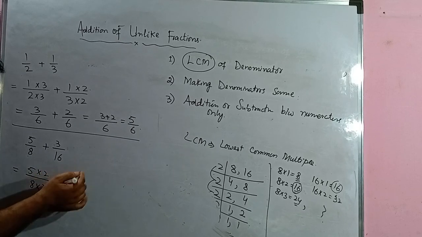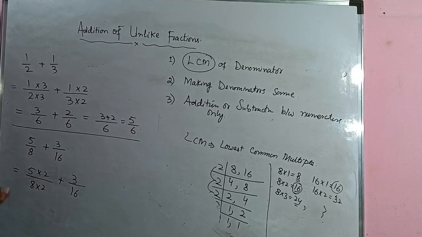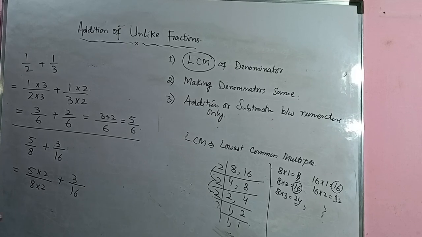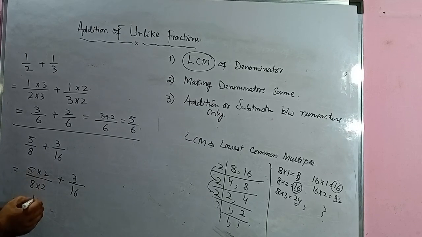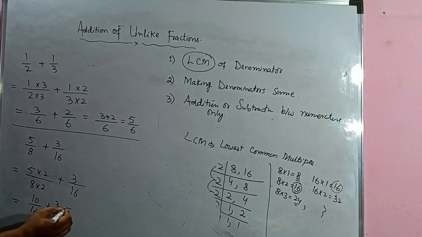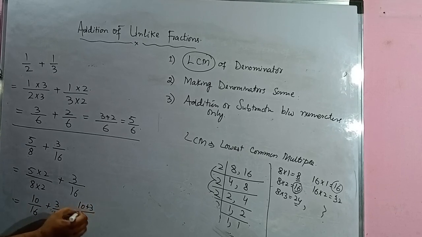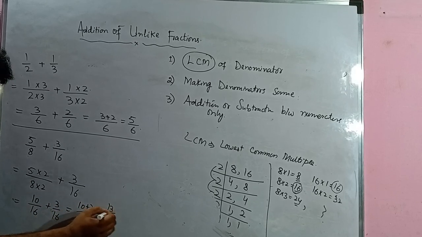Some people will multiply by 1. If you multiply 1 above and down, that's not an issue, it's also correct. 5 2s are 10, 8 2s are 16, plus 3 by 16. Now you can see here, these are now like fractions. So 10 plus 3 divided by 16, you will get 13 by 16.